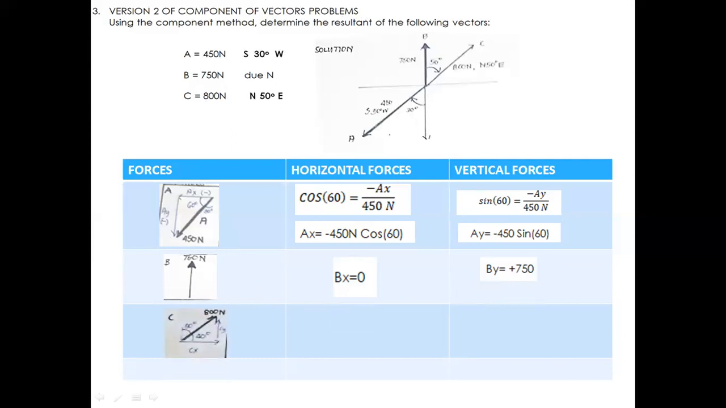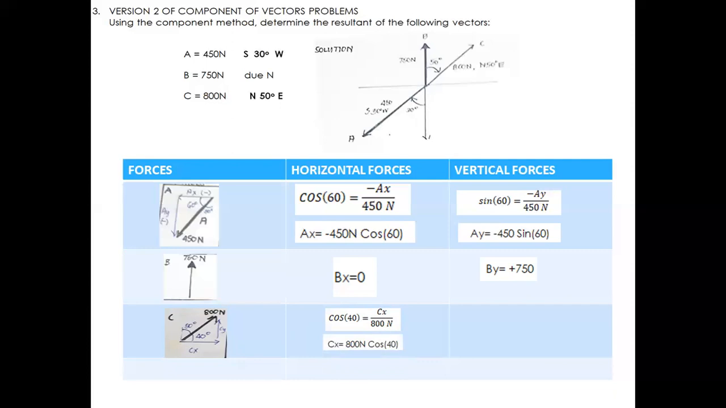Now for vector C, 800 newtons, north 50 degrees east. So our 50-degree angle is located in here. To determine its complementary angle, 90 minus 50 degrees, this is 40 degrees. And then our analysis will be coming from this axis, so we're going to use 40 degrees. Hence, for the horizontal component force Cx, since this is adjacent, cosine 40 degrees is equal to Cx all over 800. To bring out Cx, cross multiply 800 to cosine 40. So Cx is equal to 800 cosine 40.